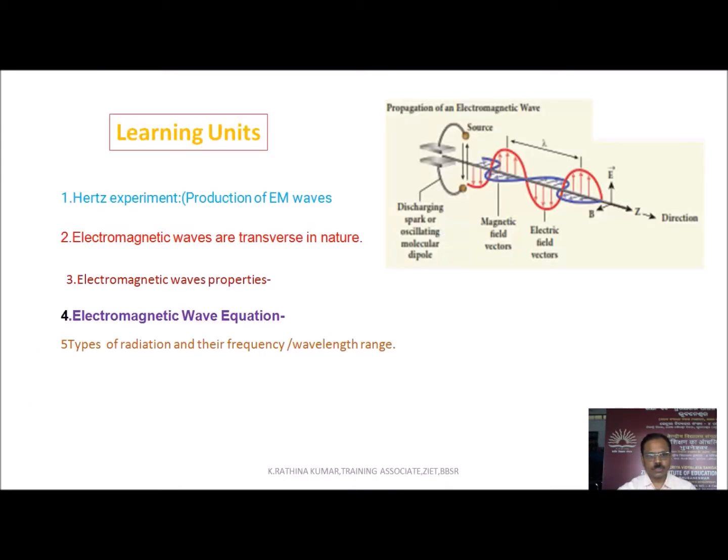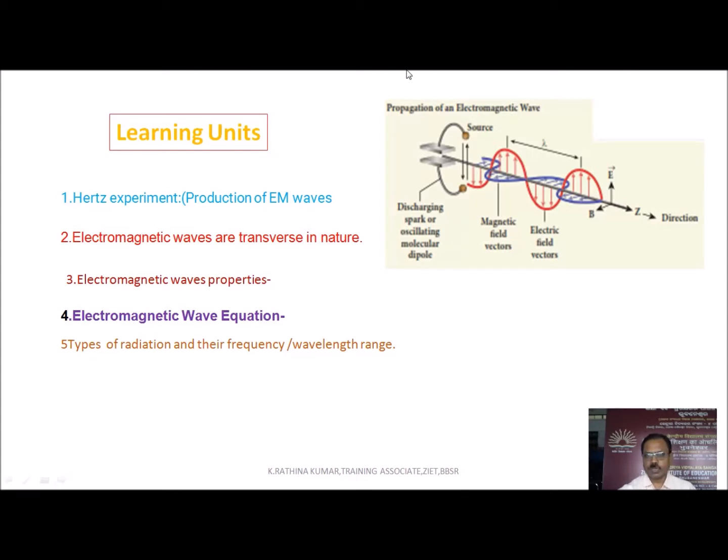The learning units are: number 1, Hertz experiment, the production of electromagnetic waves. Second, electromagnetic waves are transverse in nature. Third, electromagnetic wave properties. Fourth, electromagnetic wave equations. And then types of radiation and their frequency and wavelength range.